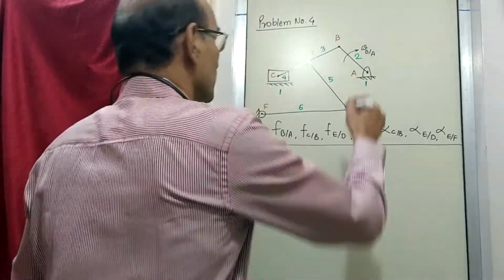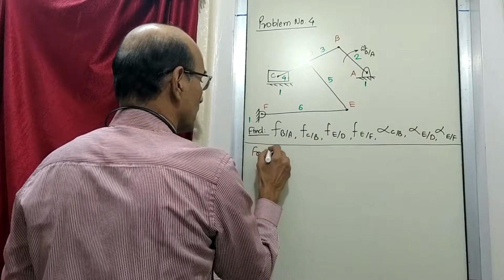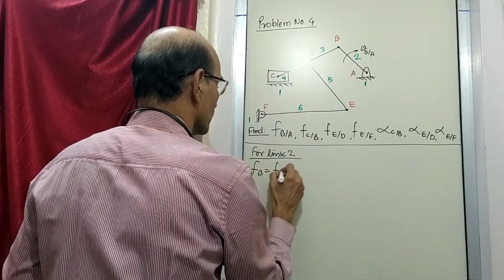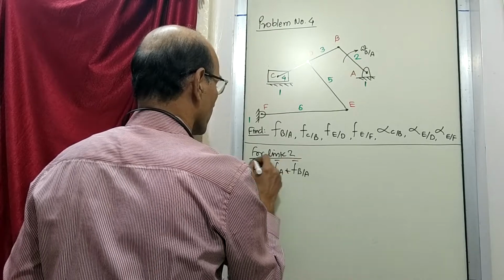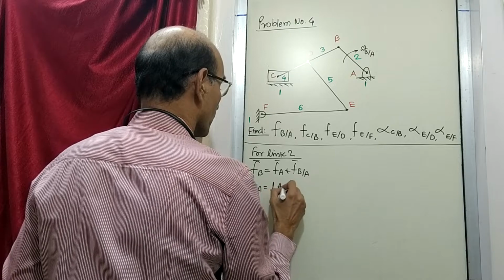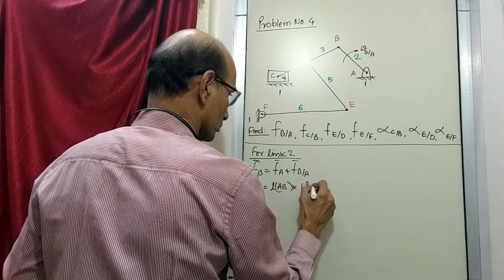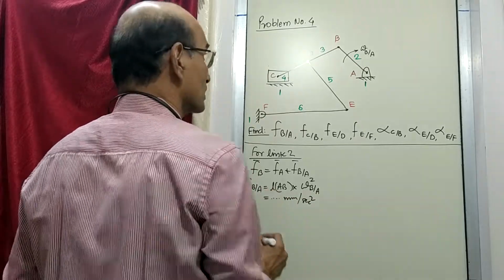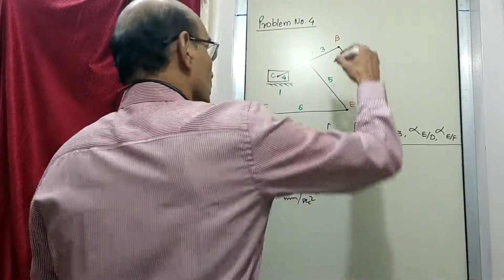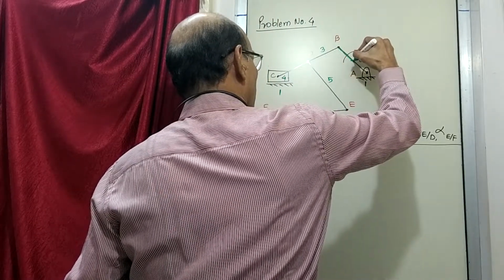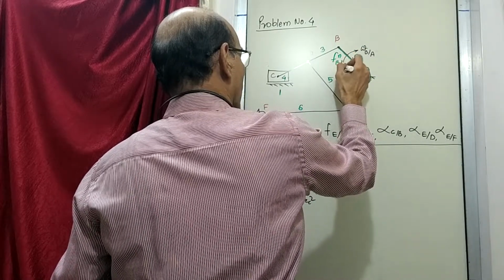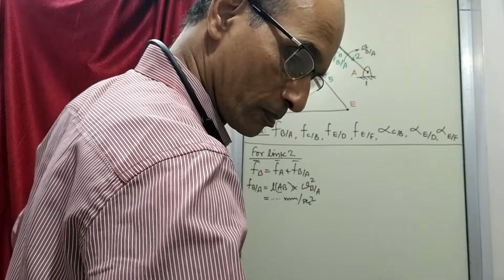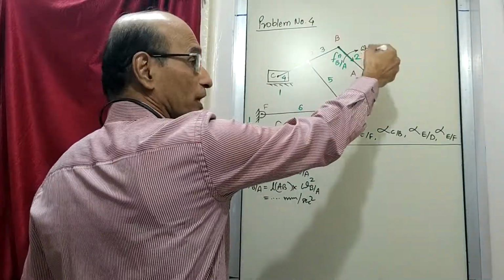So as usual, we start with the link which we know completely. So for the first link, that is link number 2, we write acceleration of B. So this is the acceleration of B relative to A, which we completely know, and it is like this. Now the tangential acceleration is not there because alpha is not there.